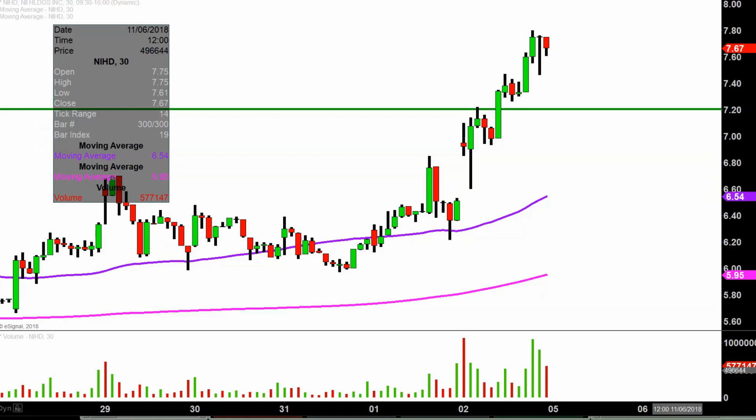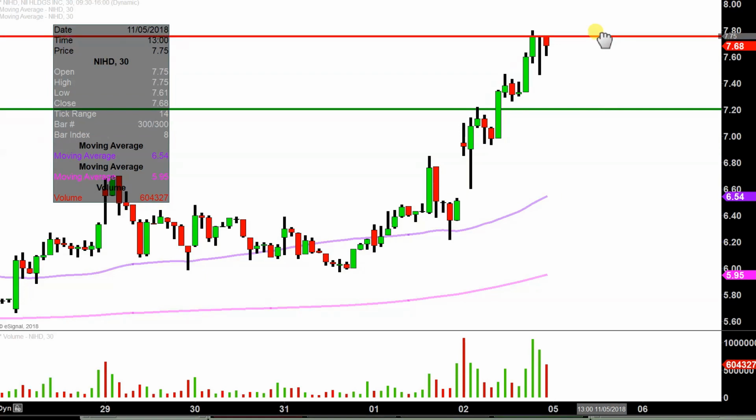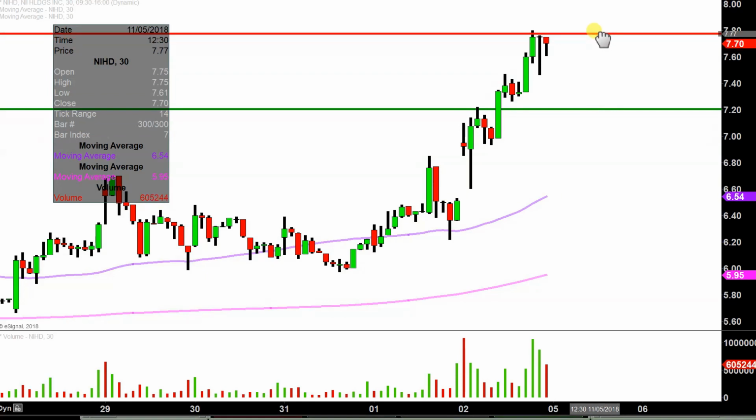What about levels of resistance? As far as where the sellers are hanging out, right now pretty straightforward. Right up there at about $7.80, give or take a little bit. So that'll be public enemy number one. Anyway, look at it though. Great movement today, great price action.